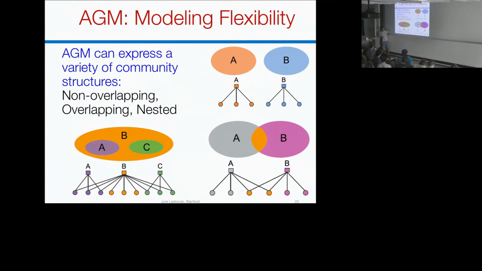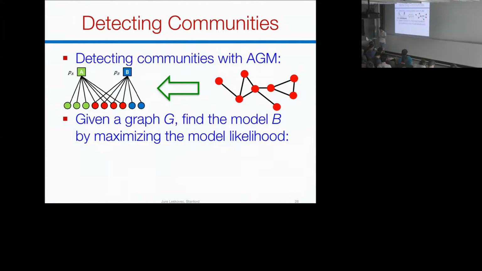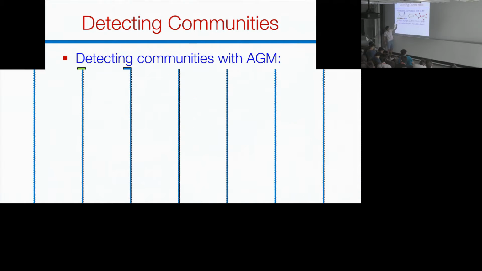So now that we have this type of model, I want to go the other way. I want to be able to fit this model to the data. So what's the task? Given this graph, I want to find this model B.